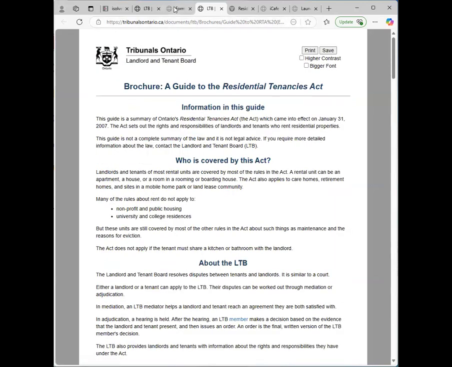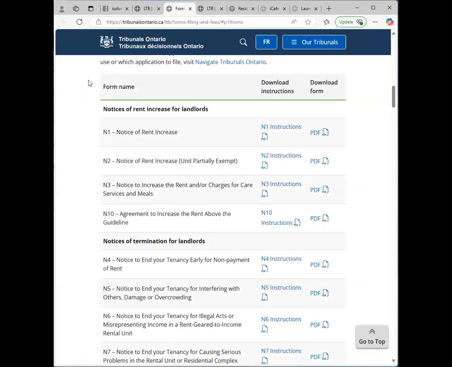But let's jump into these forms. These forms are really incredible. You'll see I've shifted the screen share over to the list of forms. They call the forms different letters here. N is for notice of rent increase. So you've got the actual form here and you've got the instructions, so two PDFs.